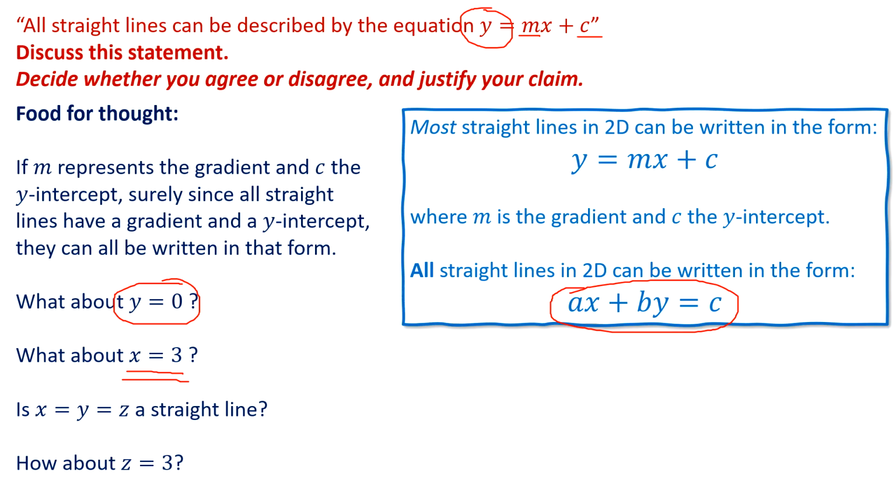The small disadvantage here is that this format doesn't easily lend itself to extracting information about the gradient or the y-intercept. I know we've still got a c in this one, but it's not the same c as the one above. So if you assume that if it says 3x add 4y equals 5, it must cross the y-axis at 5, that's not quite how it works. But you can rearrange between the two formats. So if you've got one that looks like this, you can rearrange to the other one fairly easily.